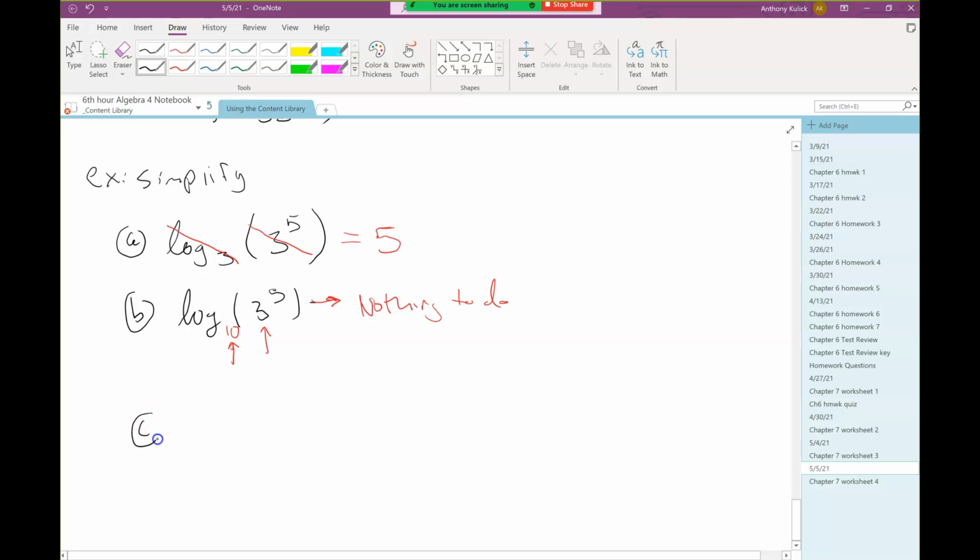So the other way this would work, let's say we have e to the natural log of x plus 1. Here, the exponent base e cancels the log base e, and we're left with just whatever was in the logarithm. Everybody okay with that idea?